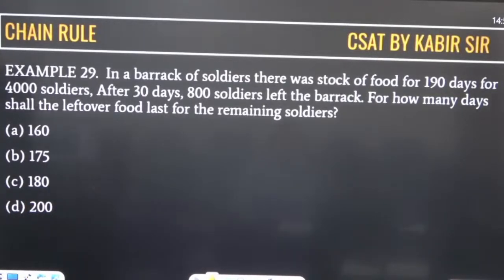Now solve this. Actually, I have to complete. In a barrack of soldiers, there was stock of food for 190 days for 4,000 soldiers. After 30 days, 800 soldiers left the barrack. For how many days shall the leftover food last for the remaining soldiers? Right. This type of questions are asked by UPSC, right?